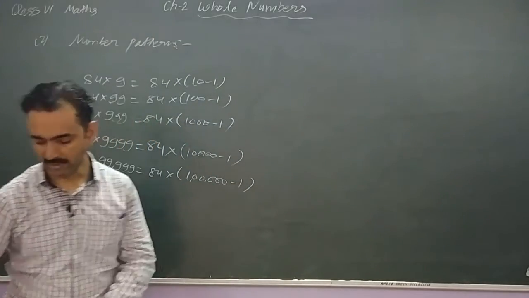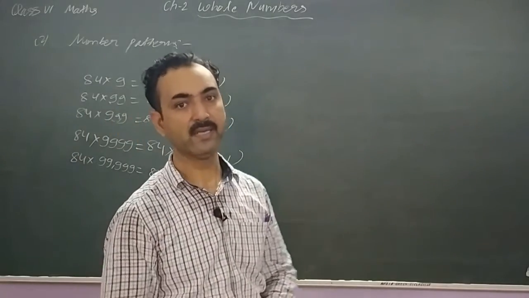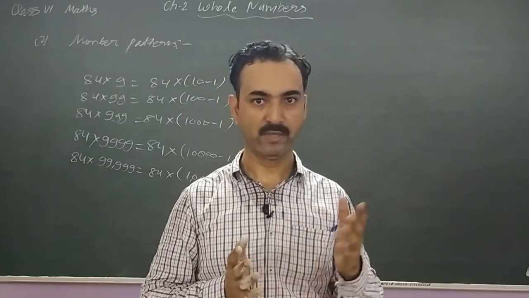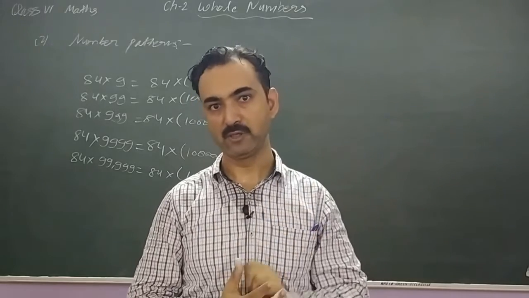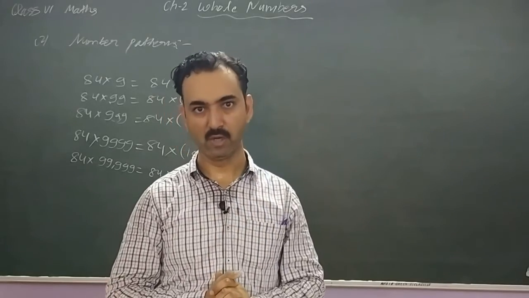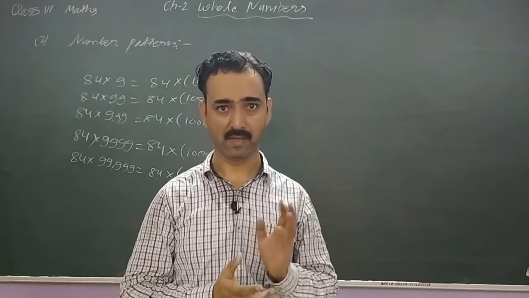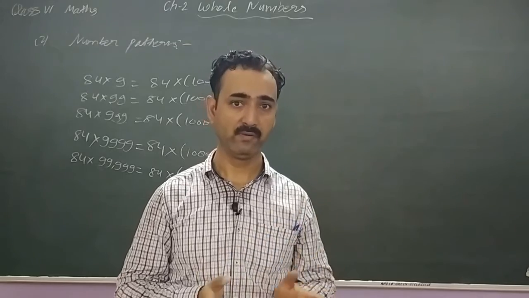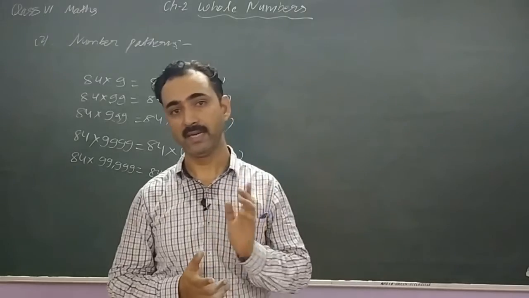So we have covered all the topics in this chapter, whole numbers. Again I am summarizing here. First we understood natural numbers. Natural numbers start from 1, 2, 3, 4, 5, 6, 7, 8 up to infinity. After this, whole numbers. If we include 0 in the natural number group, it becomes the whole number group. 0 is the first whole number, and after this we understood predecessor and successor. Predecessor: when we subtract 1 from any whole number, we get the predecessor. Successor: if we add 1 to any whole number, we get the successor.